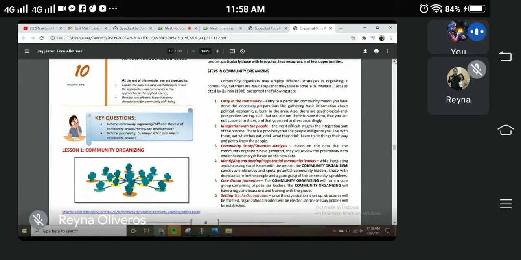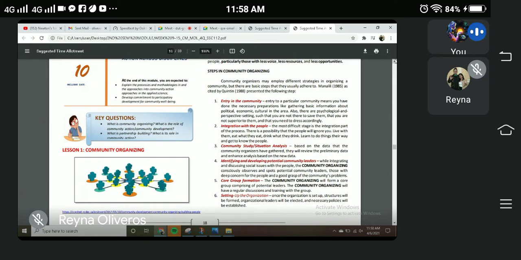Number 1 is the entry in the community. According to step number 1, entry to a particular community means you have done the necessary preparation, like gathering basic information about the political, economic, and cultural situation in the area. Also, there is psychological and perspective setting, such that you are not there to save them, that you are not superior to them, and that you need to dress accordingly.